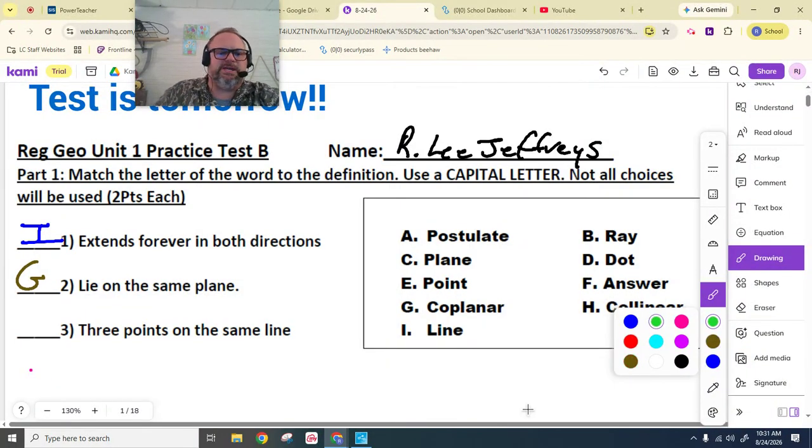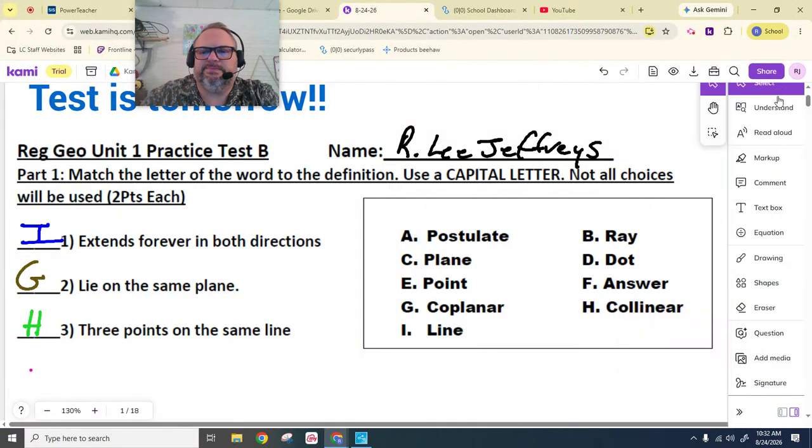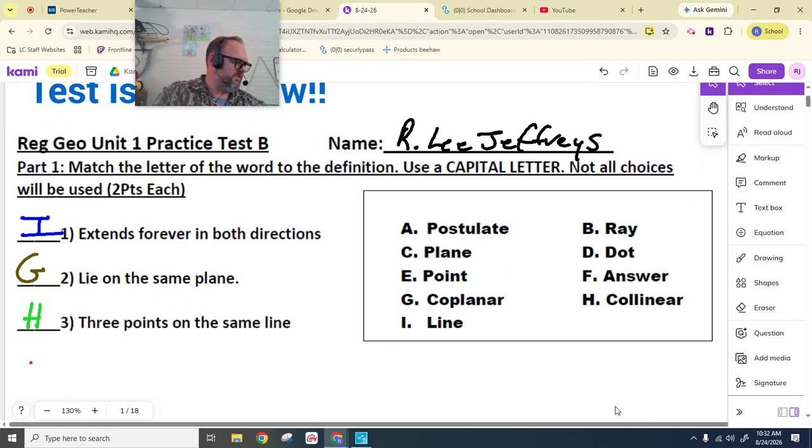And number 3, 3 points on the same line. H, collinear. All right. So you'll have just three questions like this tomorrow. It could be any variation of what we've had since Friday. I was adding up the points. Let's see. That was 6.